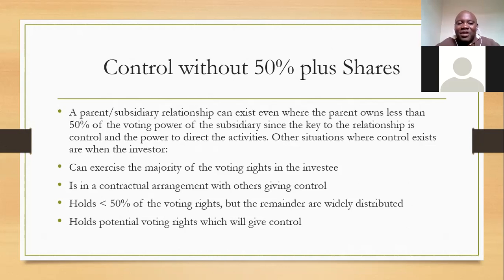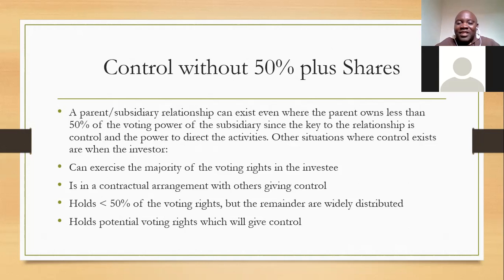Other situations where control exists are when the investor, and we'll look at that. But we have already buttressed this particular point, where I said, please, even when you are responding to a narrative-based question on IFRS 10, do not only assume that a company that has control should always have more than 50% shares. It is true that usually those companies that have control have more than 50% shares, but that is not the only thing that can happen. There are different possibilities, different scenarios that would make a company that has lower than 50% shares still have control. So let's look at them.